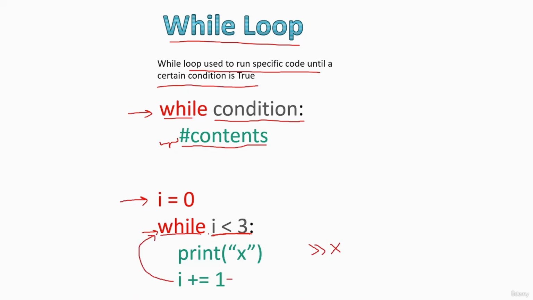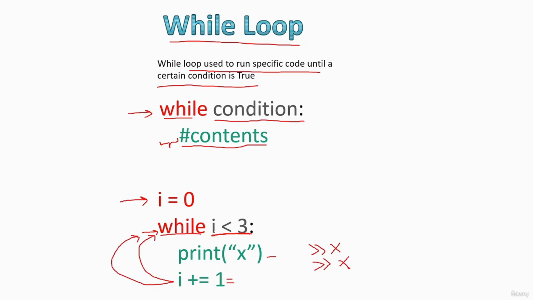Now i is equal to 1. It is still less than 3, so the condition is true. So it will print text again. It will add 1 to i again. Then again it will go to the beginning.